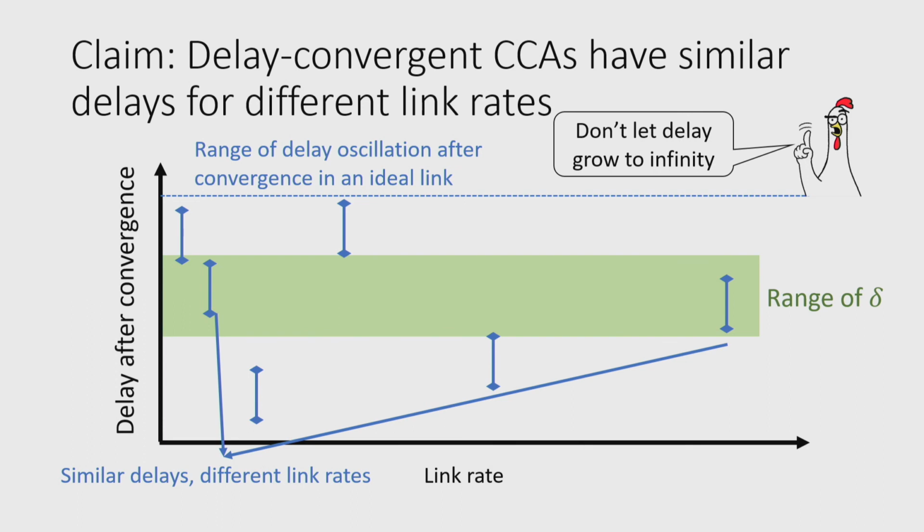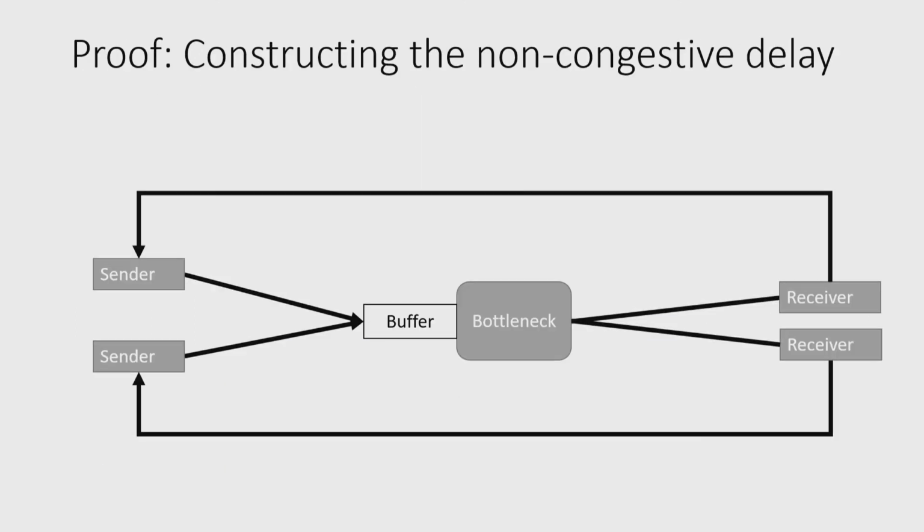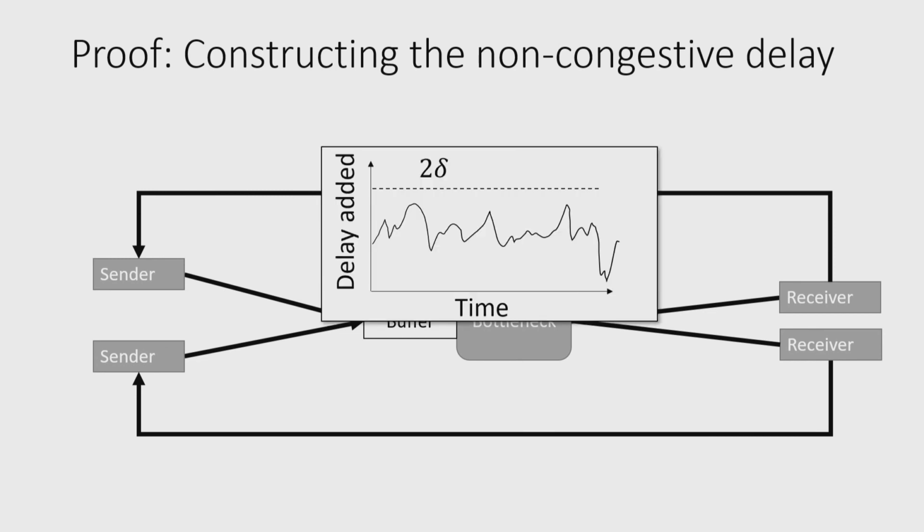And because of this, we can construct the starvation case as follows. We start with an idealized case where there are, again, two flows sharing a common bottleneck. And for one of these flows, we construct non-congestive delay. We add non-congestive delay to the packets as a function of time. And the amount of delay we need to add is less than twice delta. The paper explains the math behind this.